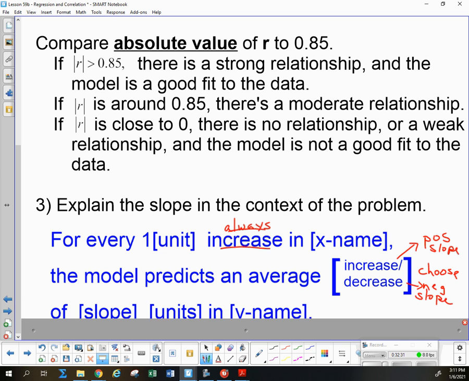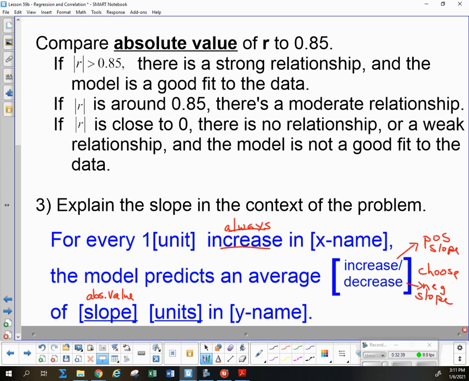Negative correlation, the line going down. Then we're going to do the slope, technically the absolute value of the slope, always positive right here. Even if the slope is negative, you drop the negative sign because the negative went into this word decrease. So then you're just putting the rest of what the slope actually is, units and y's.